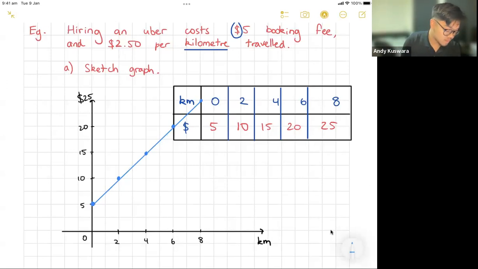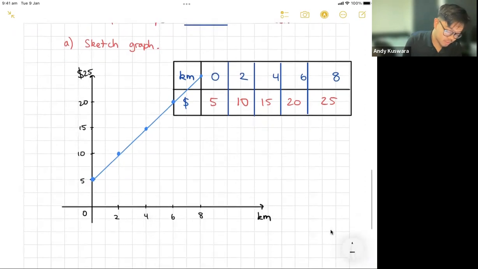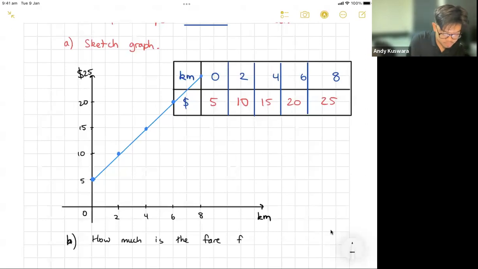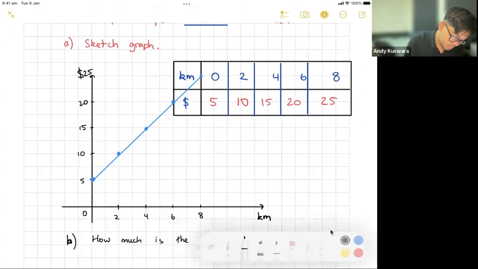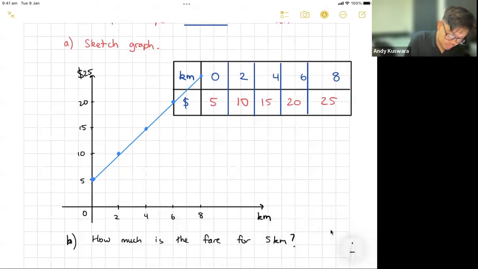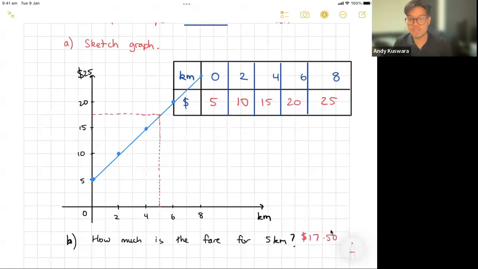There it is. If I really wanted to, you could ask a question on this, and part B is: how much is the fare for 5 kilometers? So for 5 kilometers, I look, it would be somewhere here. I draw the line up and I can see that it would cut around there. What's between 15 and 20? I know that would be $17.50, halfway between 15 and 20.